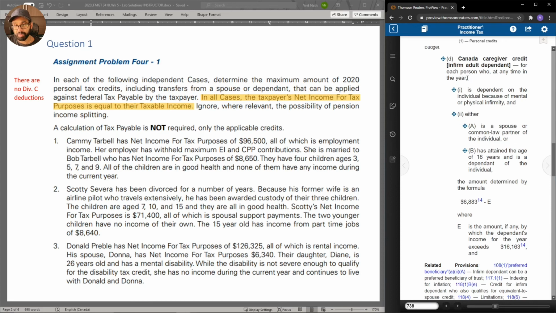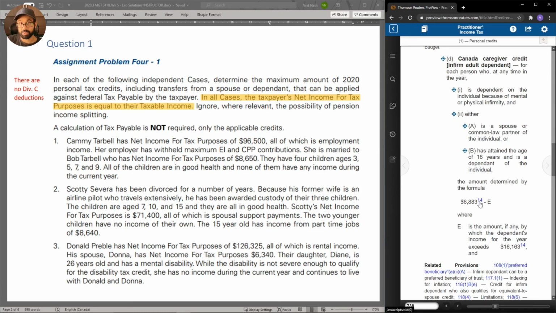For each year, a person who at any time in the year is dependent on the individual because of mental or physical infirmity, and either, so they could satisfy either of these criteria, is a spouse or common law partner of the individual, or, so you'll often see that, the word either paired with the word or, because it's either. So, or has attained the age of 18 years and is a dependent of the individual. It will then be the amount determined by the formula. It says 6,883, but I think you're getting the idea now.